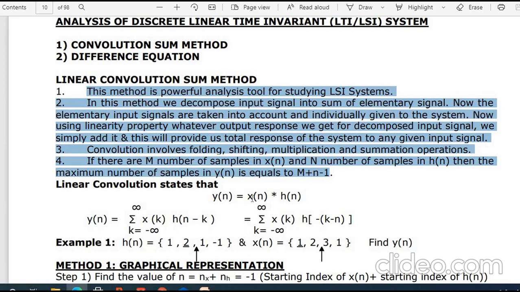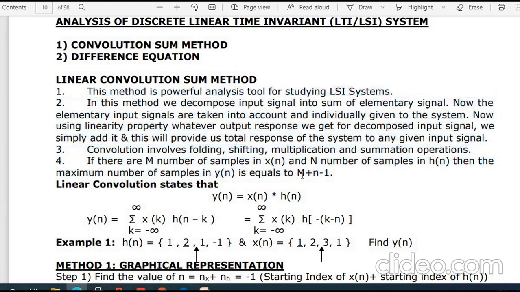As you can see here, I am using two types of signals, x of n and h of n. x of n has N samples, and h of n has a capital M number of samples. The total number of samples in the output can be found using the formula M plus N minus 1. When we want to find the convolution of these two signals, y of n equals x of n convolved with h of n.